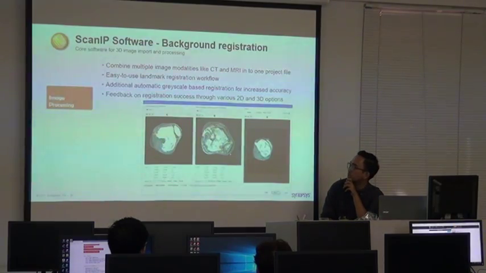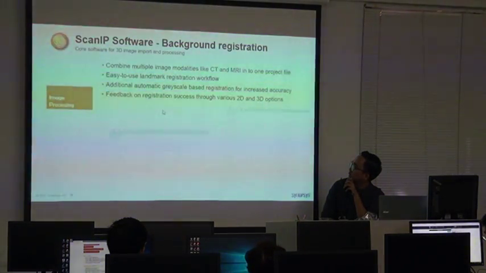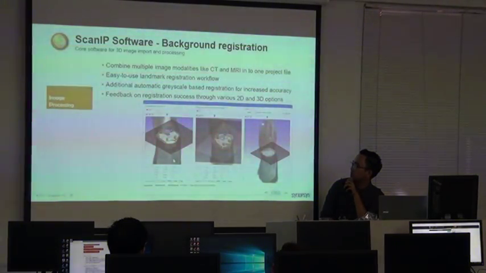So what we do, we just need to create the landmarks 1, 2, 3, 4 on both images, and then it will do the combination for us. Alright, so this one is much clearer. This comes from the CT scan, this comes from the MRI, and then this is the result of the combination.